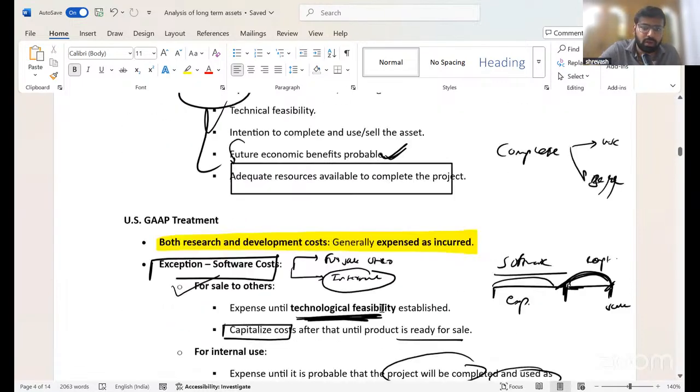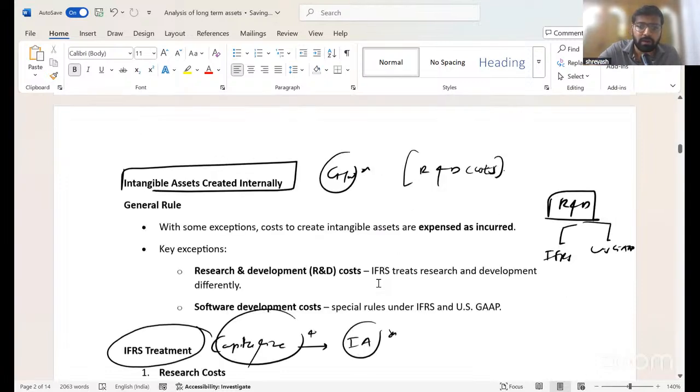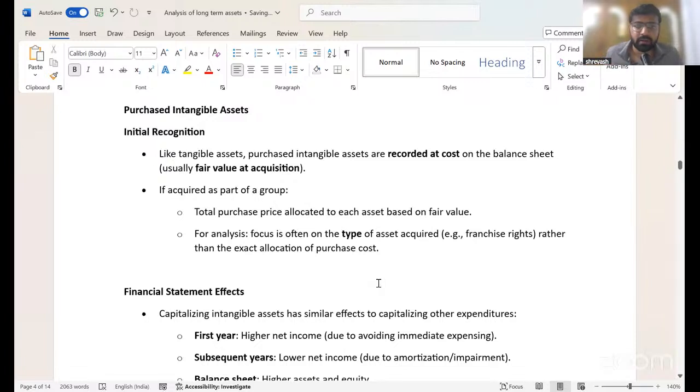So, we were talking about accounting treatment. We understood the accounting treatment of internally developed assets. The example that we took was R&D, which is research and development. Let us talk about the assets that are purchased externally. Let us take an example, and try to understand the theory behind it.